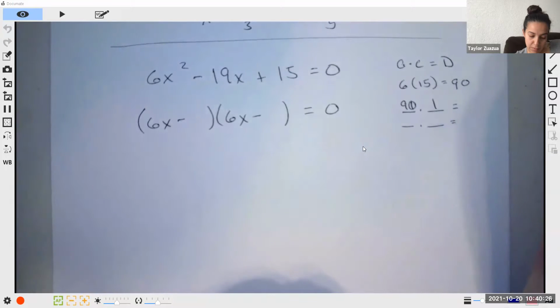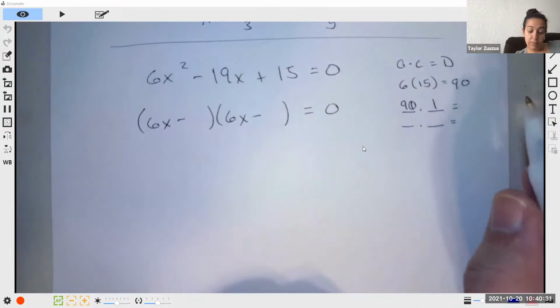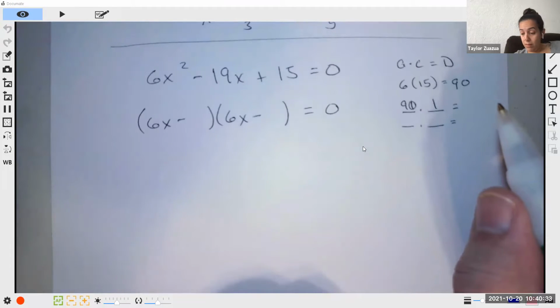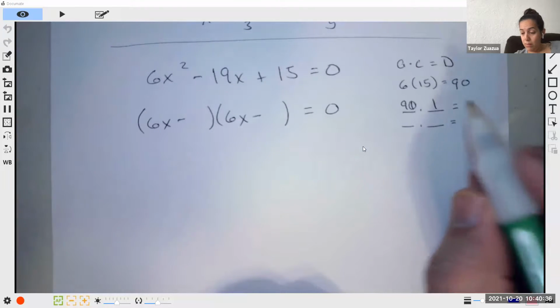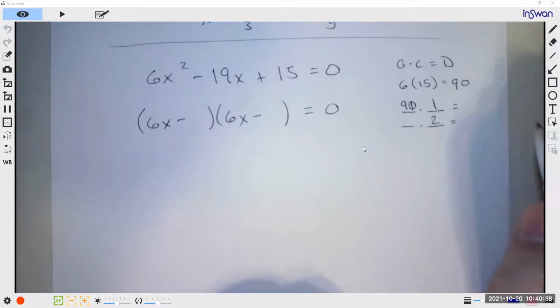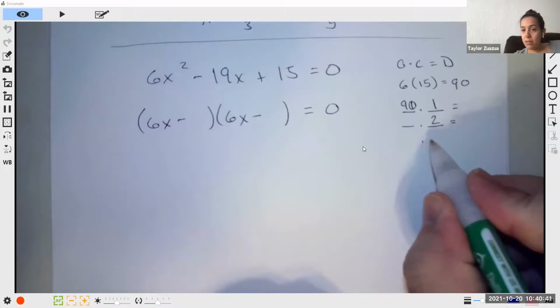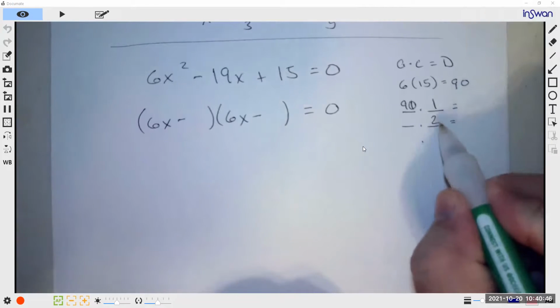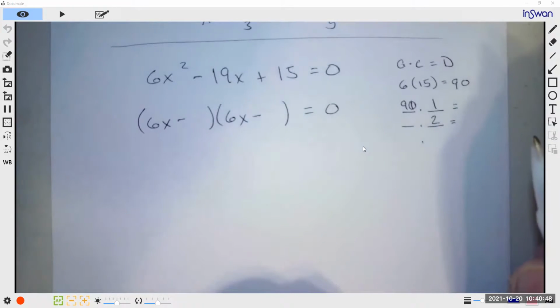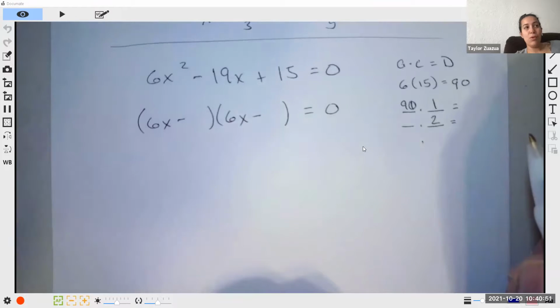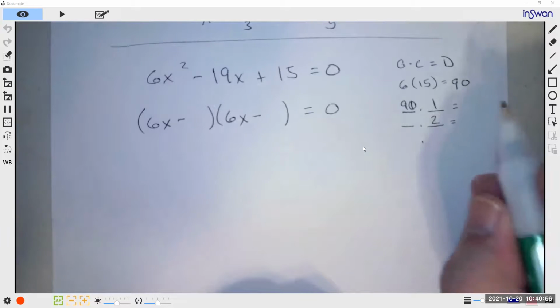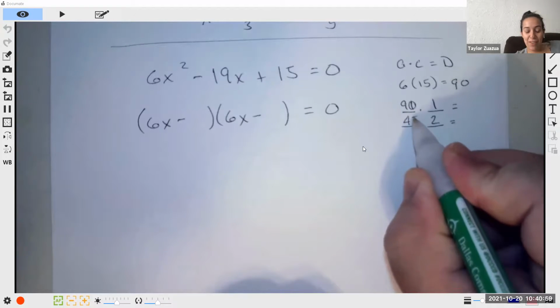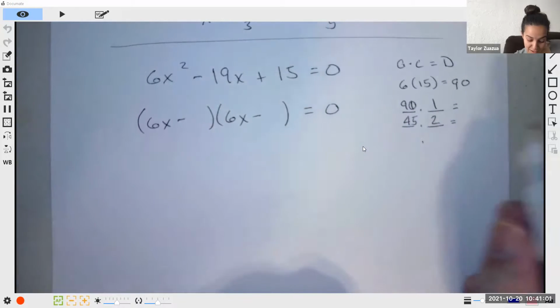2 times... is there 2? No, it's 3. No, wait. Does anything times 2 equal 90? Go down the list. Oh, I didn't hear your question. I apologize. So is there something times 2 that equals 90? I don't think so. Well, no, wait. Half of 90 is 45. Yes.